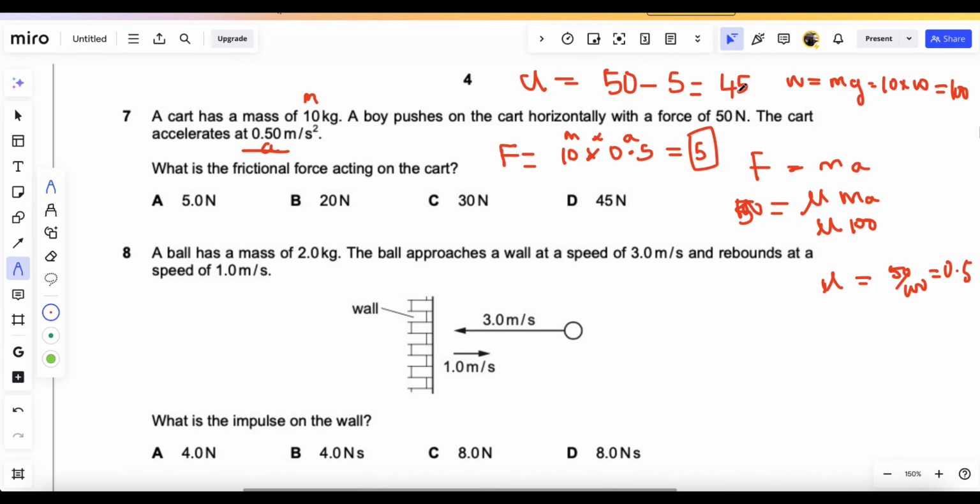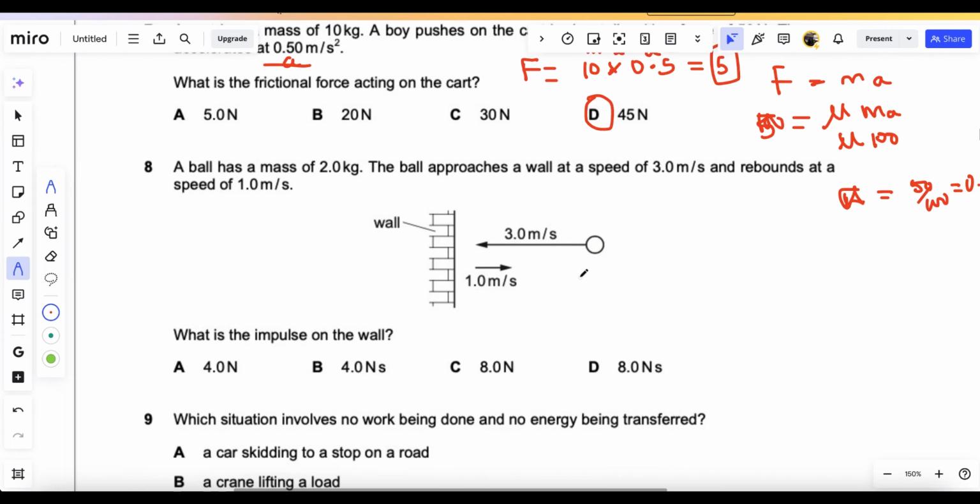Okay? So no need to do this because they already gave us this. Sorry, I forgot they already gave us this one. So there was no need for this calculation because they already told us that it is 0.5. What we just need to do is to substitute mass times acceleration: 10 times 0.5, you get 5. Subtract it from the main force that was pushing it, you get your frictional force. Okay, so this question's answer is D.